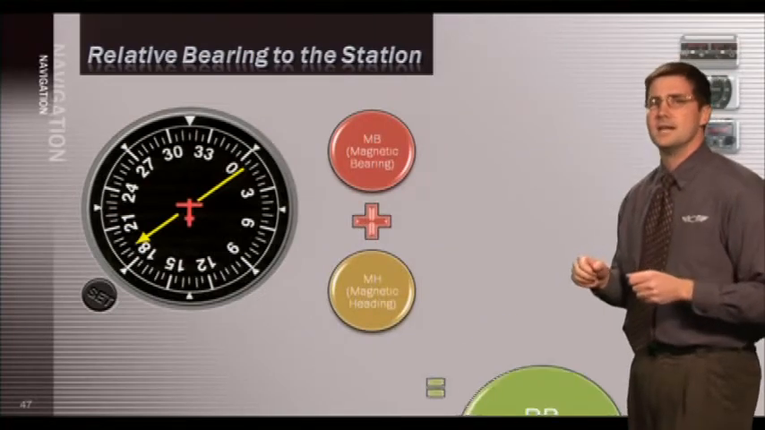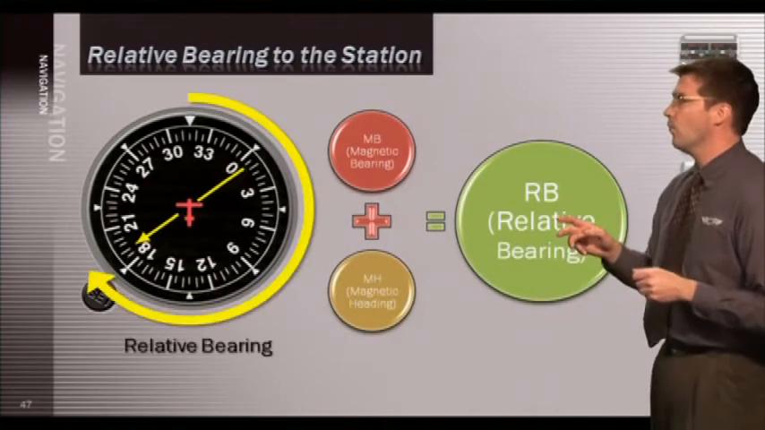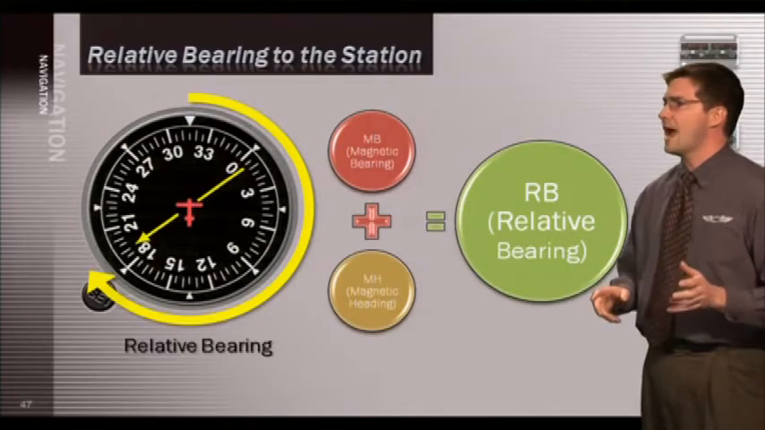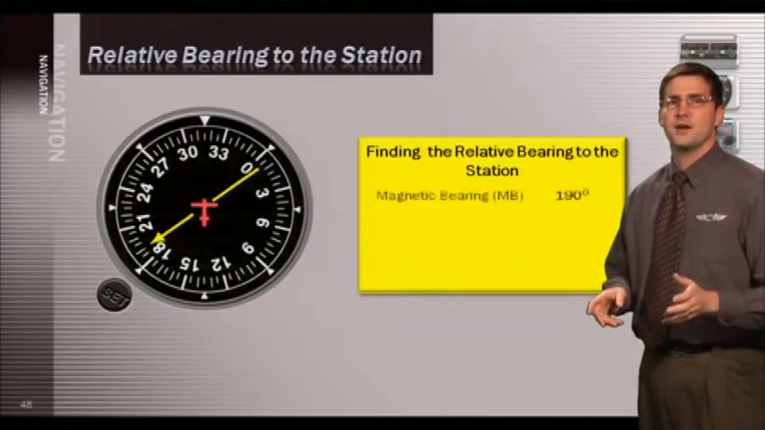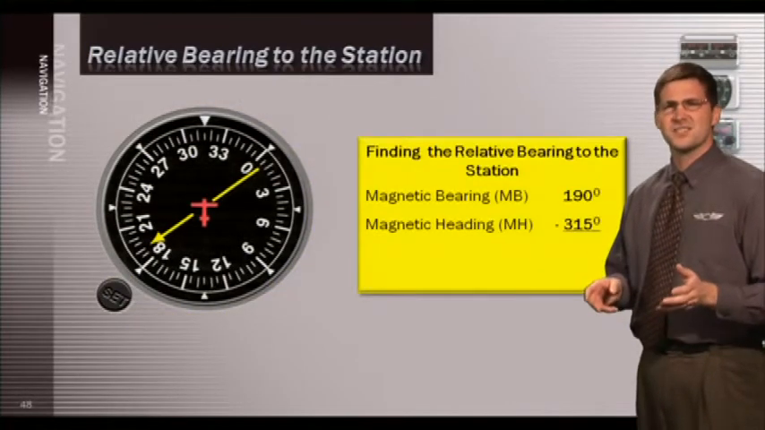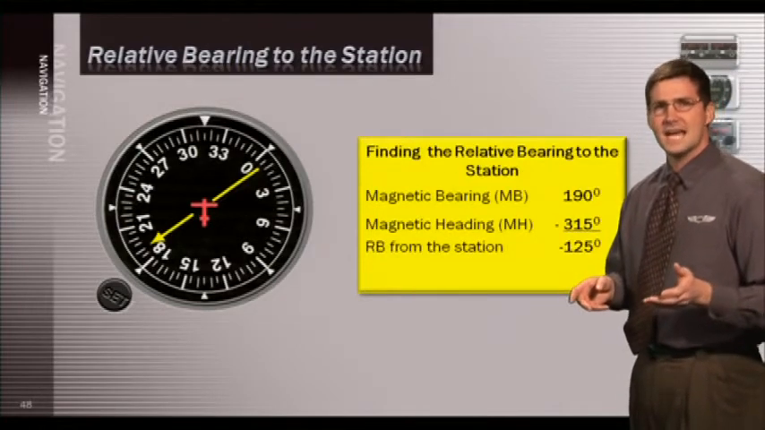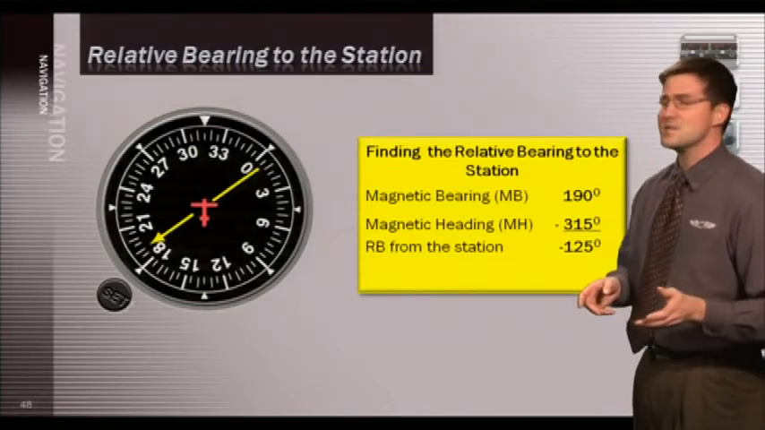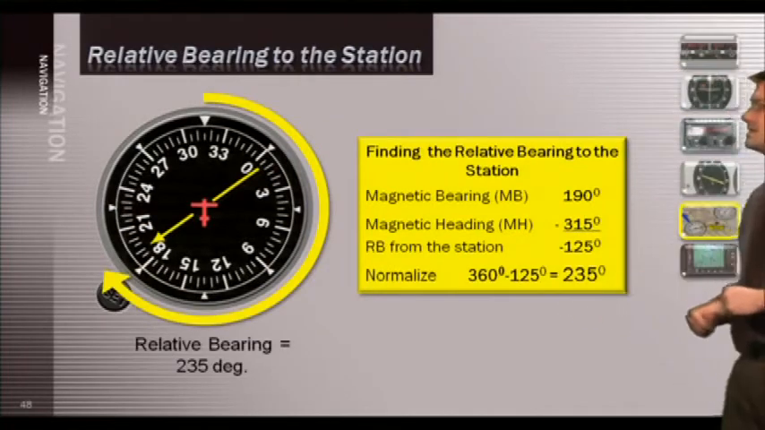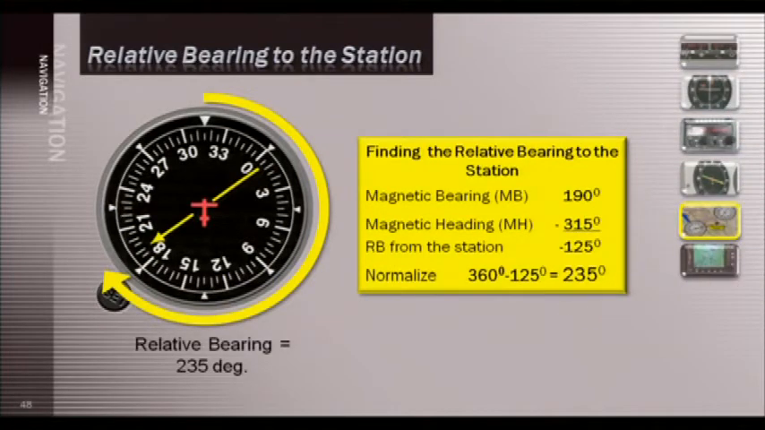Here's the formula. Add the magnetic heading to the magnetic bearing to find the relative bearing to the station. Here's how it works. Take the magnetic bearing of 190 degrees and subtract the magnetic heading of 315 degrees. Our answer is negative 125 degrees. You can't have a negative heading, so we need to normalize by adding 360 degrees. Now we can see that our answer is 235 degrees right turn. Remember this right turn relative bearing. Always turn to the right to get your relative bearing.